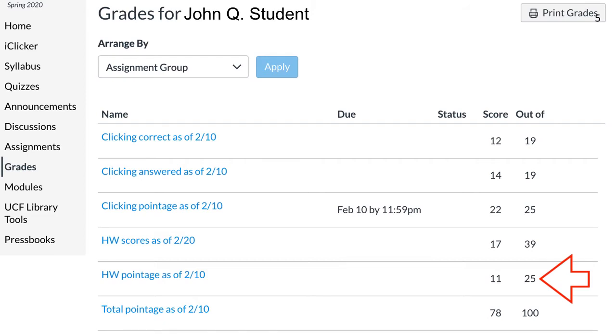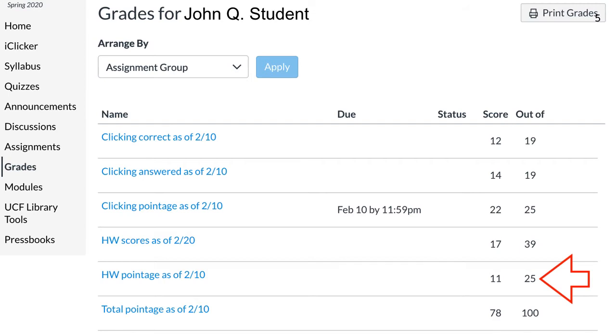One more thing I want to point out. On this part of the grades page, if you see the word pointage, P-O-I-N-T-A-G-E, that signifies the number of points that you get in your semester grade as of whenever I calculate it. This one is current as of February 10th, yesterday. The regular points for a grade are 25 points for homework, 25 points for participation, 50 and 50 from your best two midterms. So that's 150. And then 100 points from the final exam. That doesn't include any bonus points.